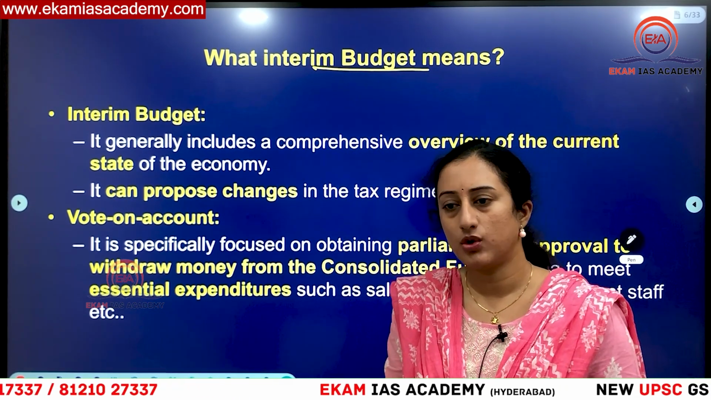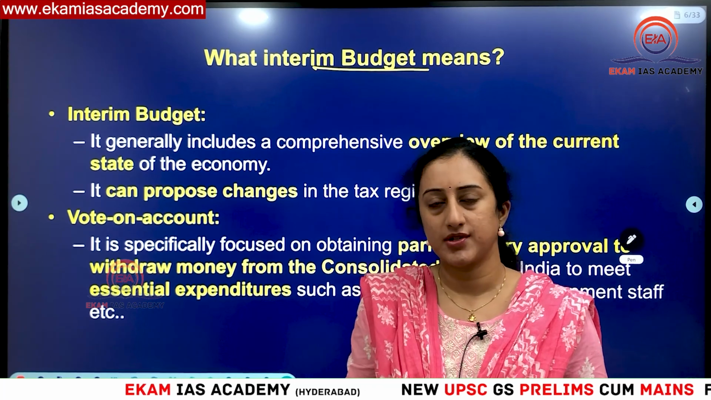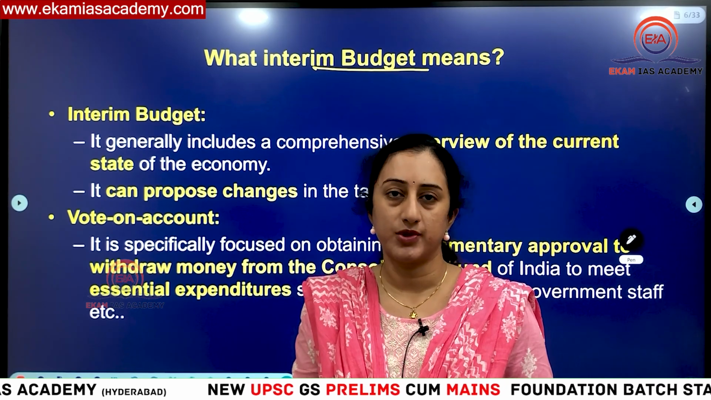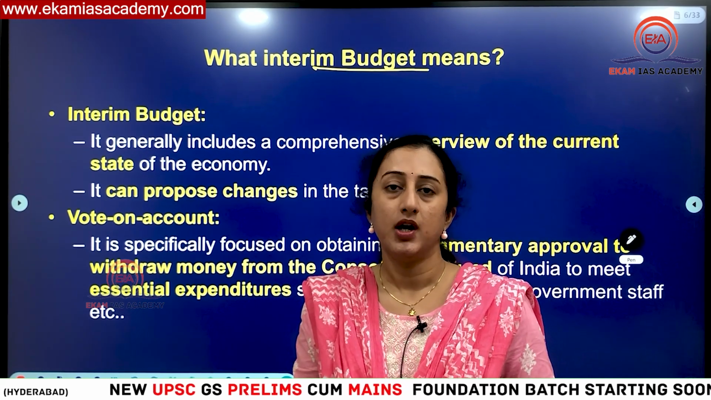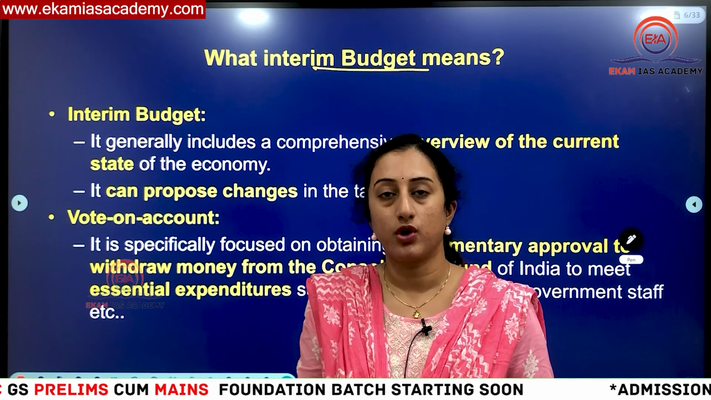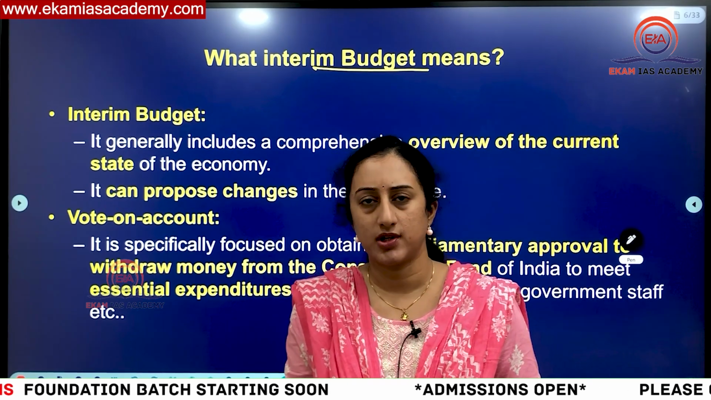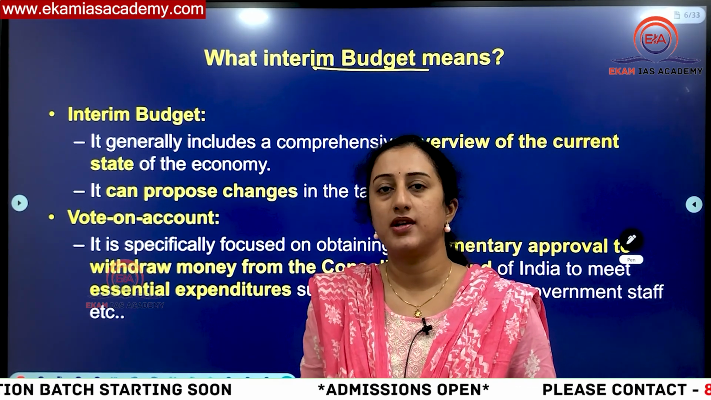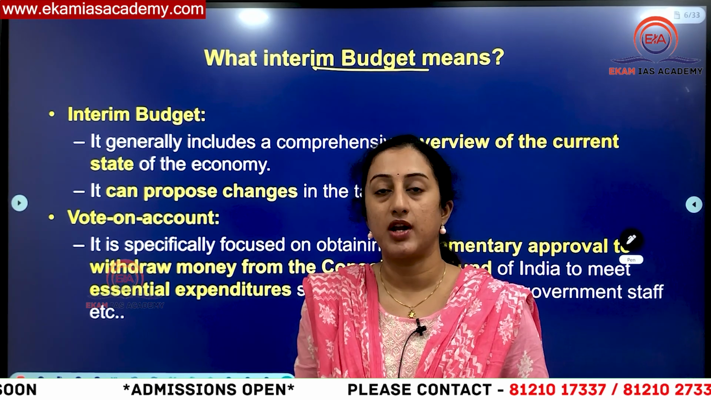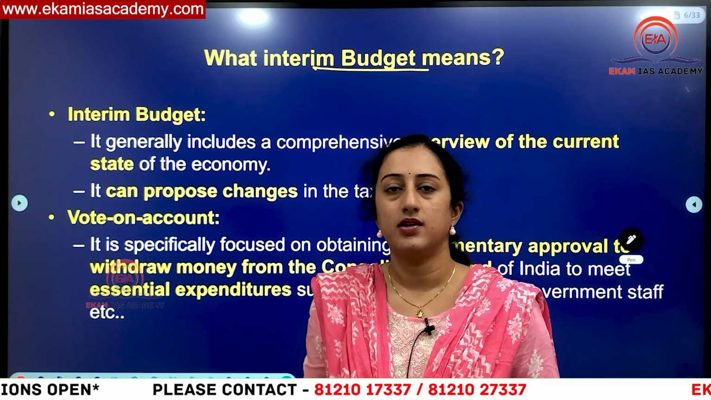But coming to vote on account, it is only for expenditure purposes, because the Union executive alone cannot withdraw money from the Consolidated Fund of India. Because they are financially accountable to the parliament, they have to get approval from the parliament to authorize withdrawing any money from the Consolidated Fund of India. So to withdraw money for short-term expenditure, that is for 3 to 4 months, to pay salaries, interest payments, and all these things, without announcing any policy formulations or any changes in the tax regime, it is called a vote on account.